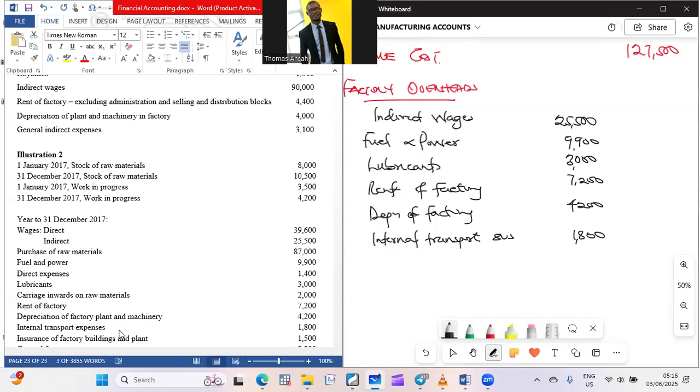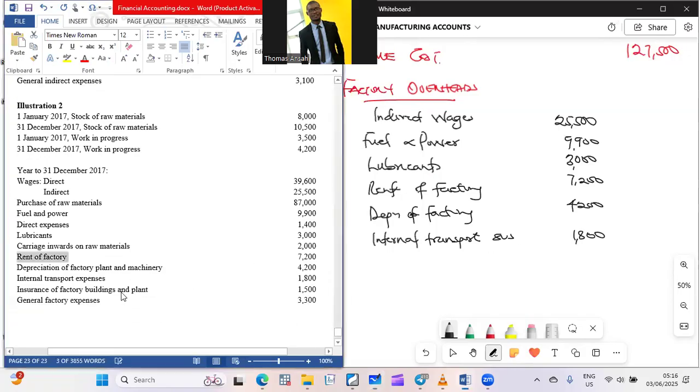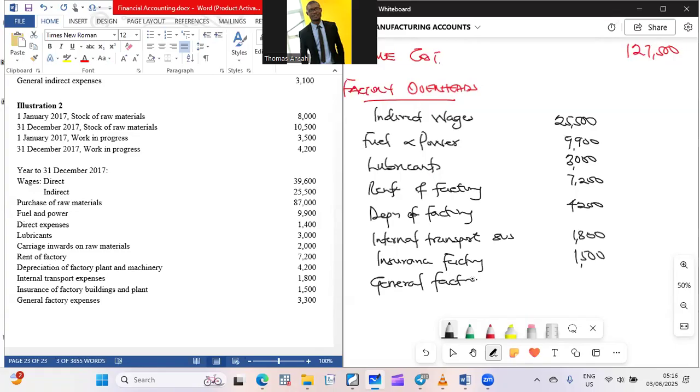What else? We have insurance of factory building. Okay. This is factory building insurance. But if it is not the factory building, it will go to the trading part, all right, your normal expenses. And how much is the insurance? 1,005. What about general expense? General expense will go to the trading part, but this is called general factory expense. So now you are getting the idea that so far as the thing is factory, it is coming here, all right? So we have 3,300.